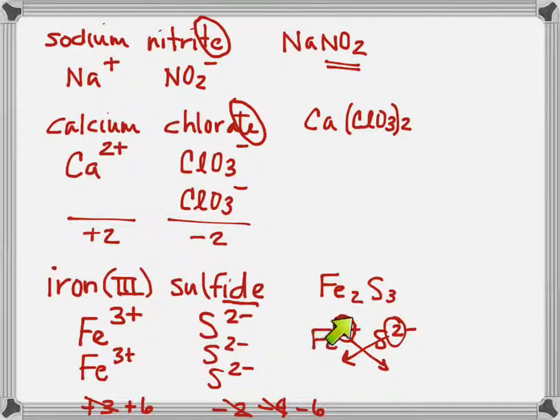The crisscross method, this charge becomes the subscript here. And the charge on this one becomes the subscript over there. That works probably 95% of the time. Not foolproof, but 90% is pretty good. So that's the formula for iron 3 sulfide.